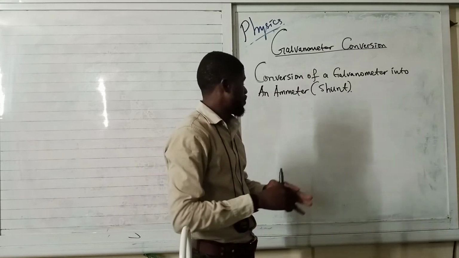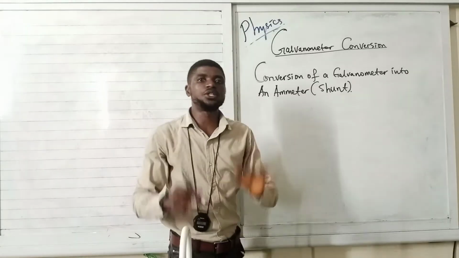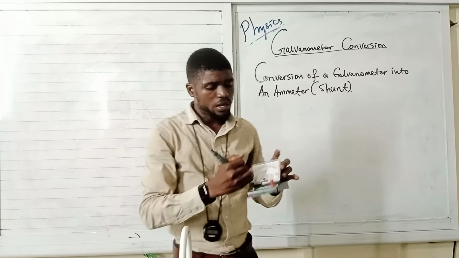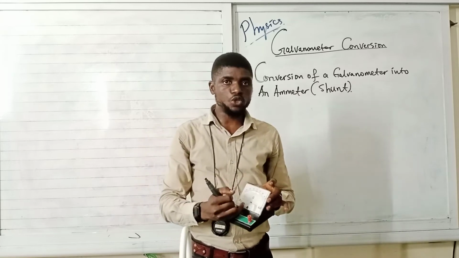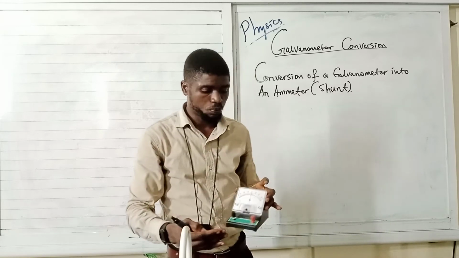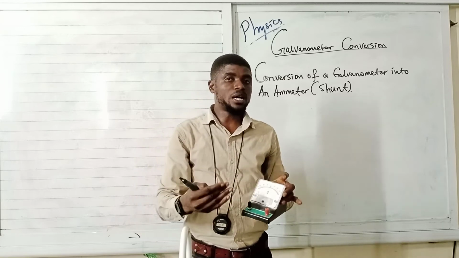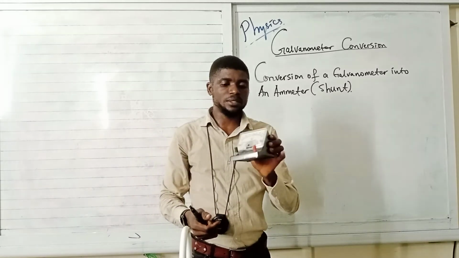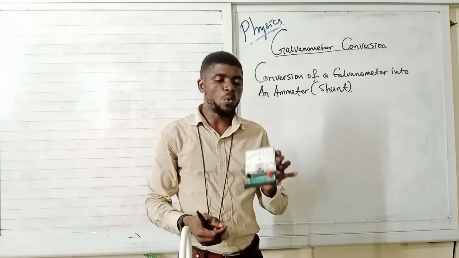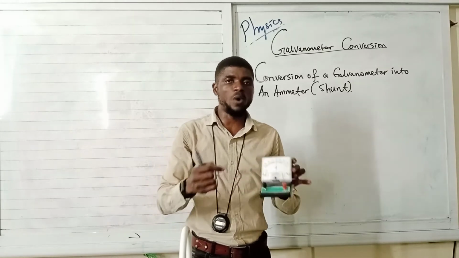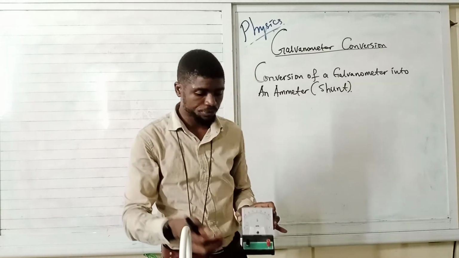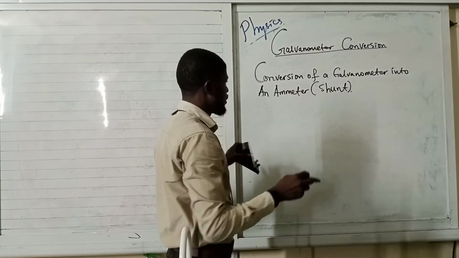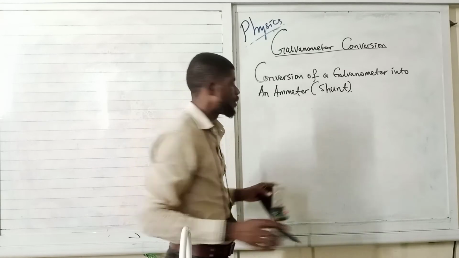Conversion of a galvanometer into an ammeter, we call it a shunt. How is that done? A galvanometer can be made to behave like an ammeter, or a galvanometer can be converted into an ammeter when you connect the galvanometer in parallel with a very low resistance wire called a shunt. Now, what I just said, this is what it means pictorially.